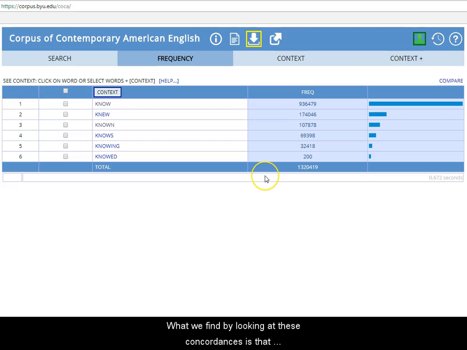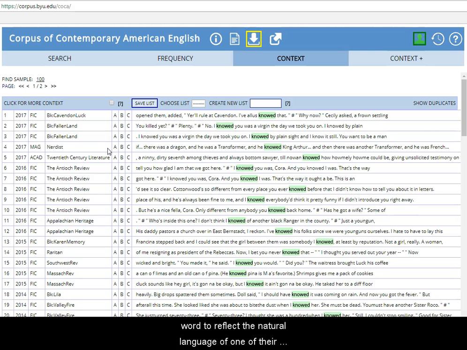What we find by looking at these concordances is that they mostly appear in fiction. So in these cases, an author chose to write a prescriptively ungrammatical word to reflect the natural language of one of their characters. An interesting find.